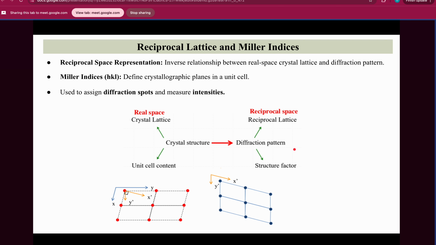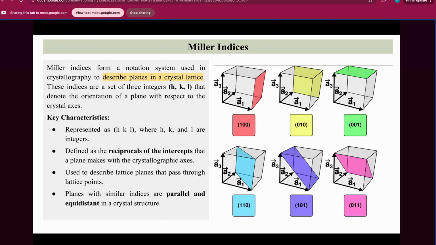And then if we talk about the diffraction pattern, it will also have a structure factor, and it is a reciprocal lattice, which means we need to calculate the reciprocal of all these points or all the distances which are in the unit cell. So now we'll see how the Miller indices are calculated and how we can perform the reciprocal calculations.